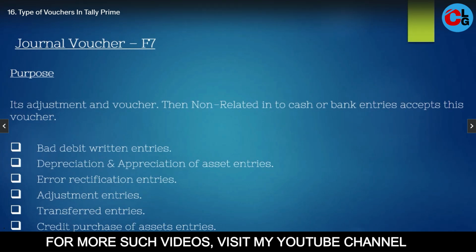It means that if the entries are not related with the cash and cheque and also bank, at that time we can use the journal voucher. It is mostly used for non-related cash or bank entries, right? So those are bad debtors return entries, depreciation and appreciation of asset entries, error rectification entries, adjustment entries, transfer entries, credit purchase of asset entries, right? So these kinds of transactions we can use the journal voucher.